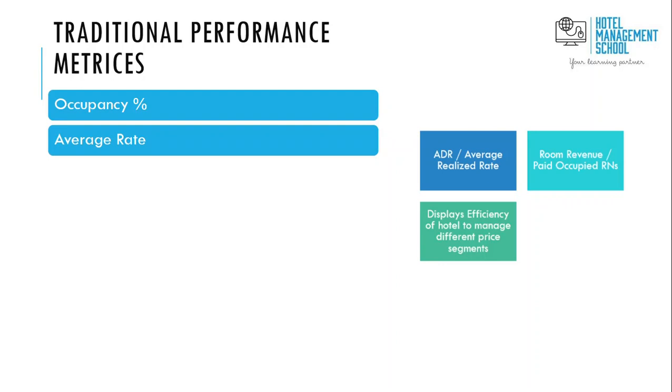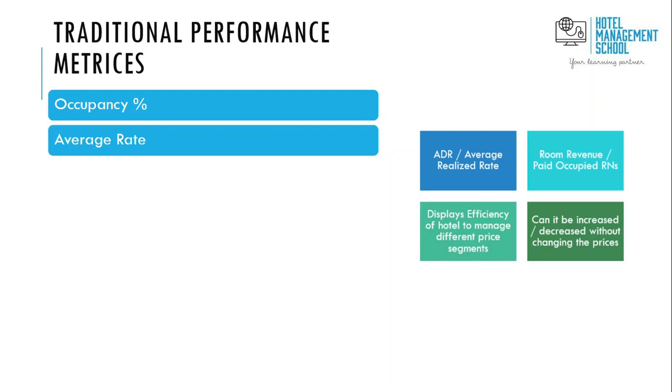So average rate itself will not tell us anything good about the hotel's performance. It just tells about the achieved rate of the hotel, but is it enough or is it not enough, or is it coming at a cost of occupancy or not? So instead of comparing the hotel's performance via average rate, we normally compare by another metric, which we are going to discuss now.